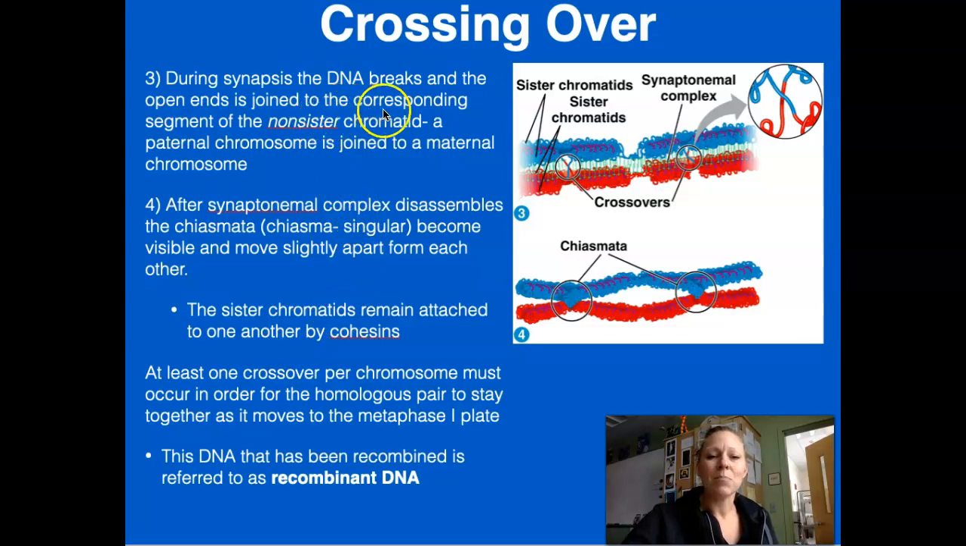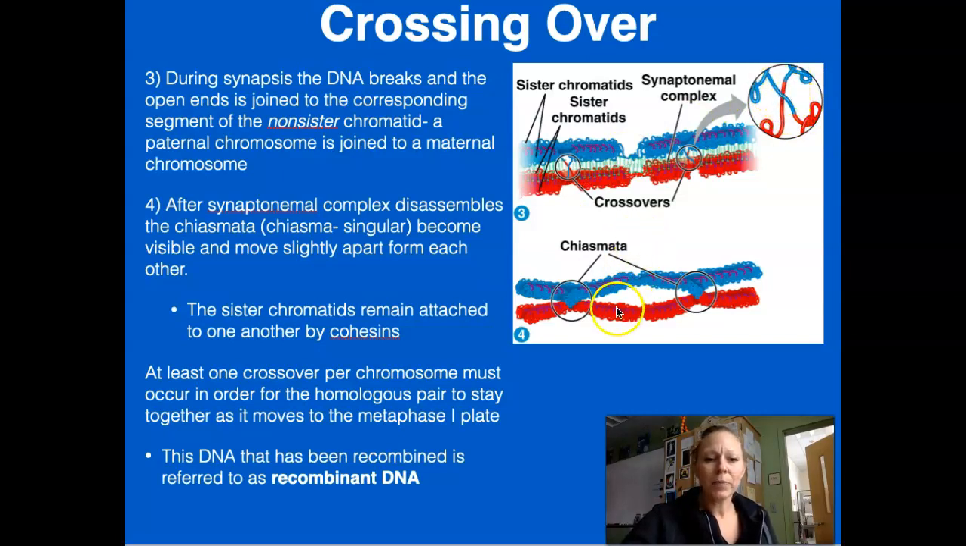During synapsis, the DNA breaks, and there's an open end. It's going to break at the same spot on the paternal chromosome as it does on the maternal chromosome, and they're going to swap. The maternal chromosome is going to attach over to the paternal, and the paternal is going to attach over. So this is called crossing over. They're going to cross over, and then reattach to each other. You can see a picture of that right up here. And so this is the crossing over aspect of this.